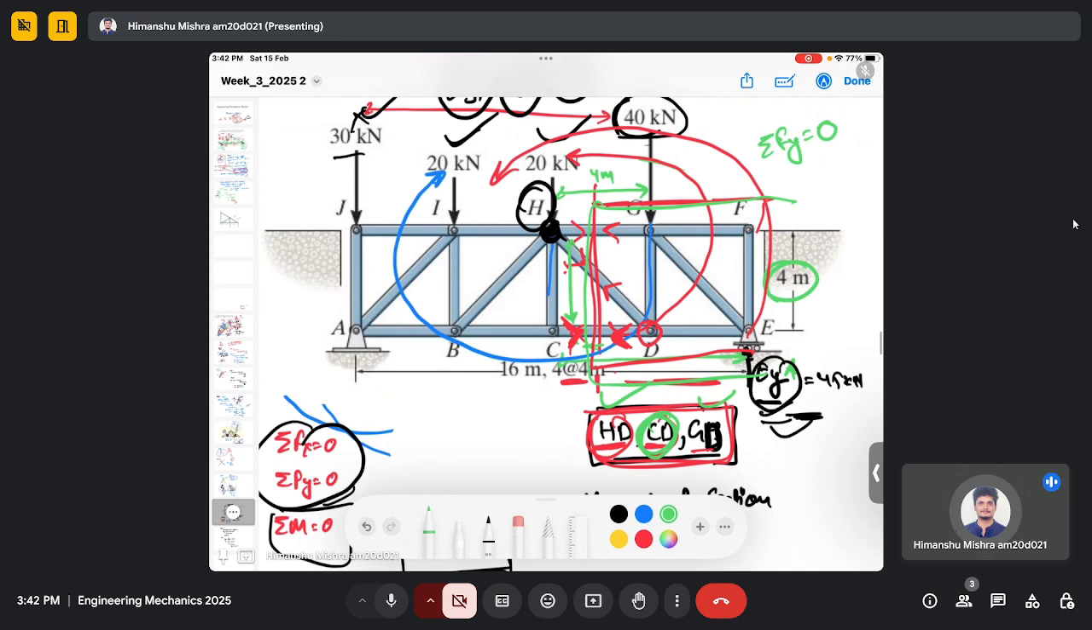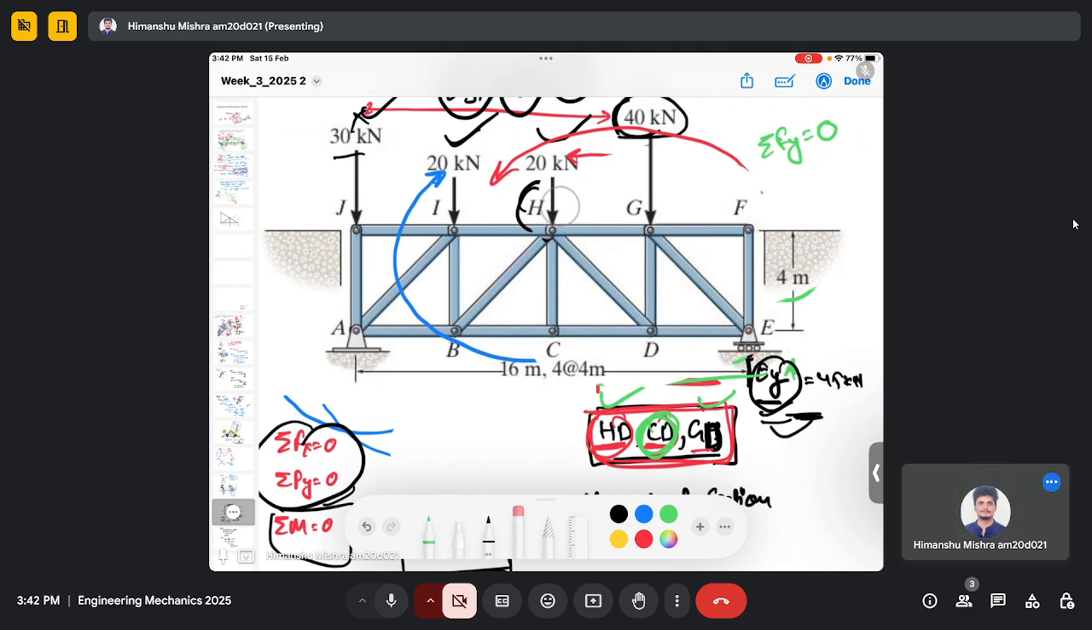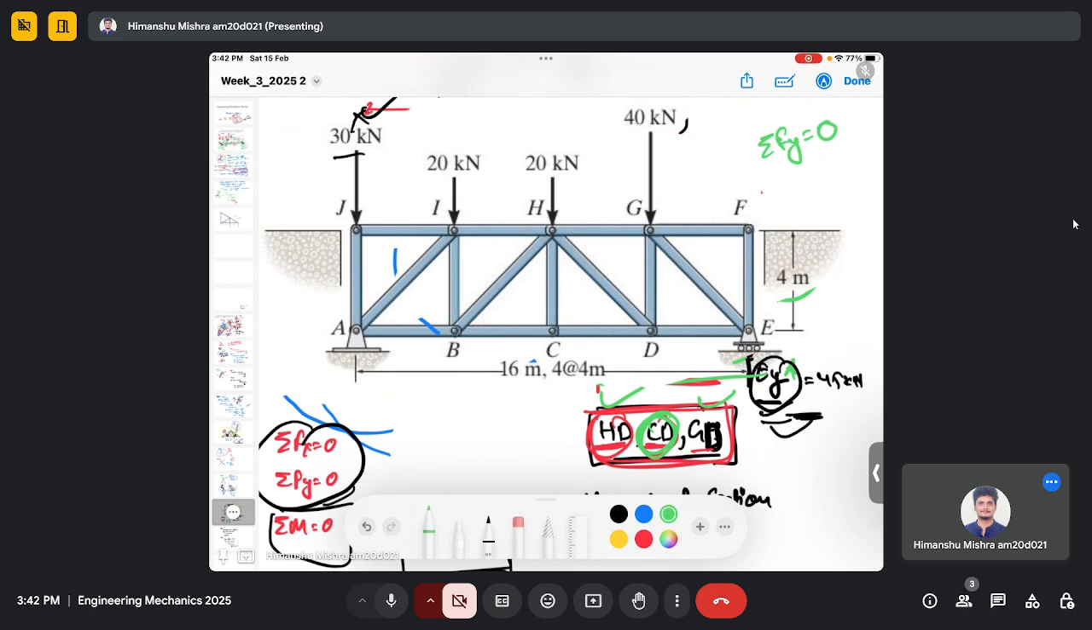then I don't need to consider force along... Let me just clear. So if I do the force balance in the y axis, I don't need to consider HG force because it's not in the y direction, the force HG is in the x direction. And I don't need to consider force in CD as well. We already found the force in CD, but we don't need to consider CD.